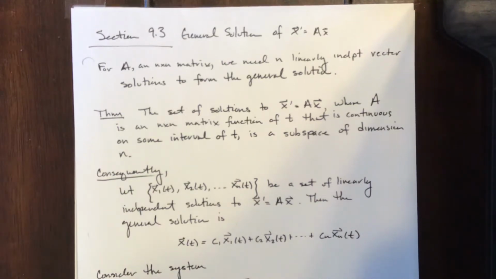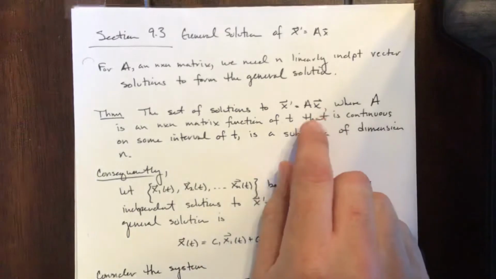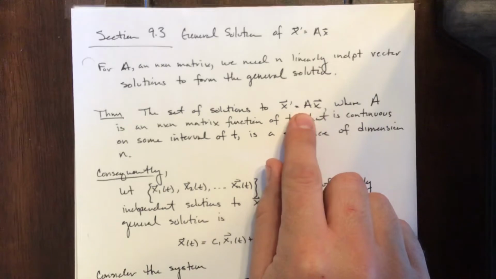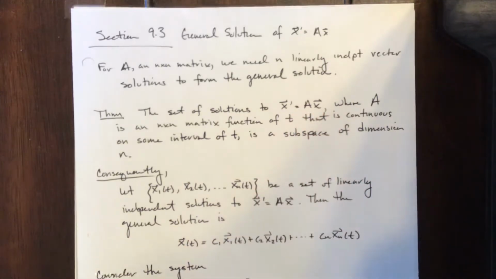Hello and welcome everybody to section 9.3, the general solution to the vector differential equation x prime equals Ax. Now, when A is an n by n matrix, we need n linearly independent vector solutions to form the general solution. So, first theorem: the set of solutions to x prime equals Ax, where A is an n by n matrix function of t that is continuous on some interval, is a subspace of dimension n. So the solutions to this vector differential equation is a subspace.